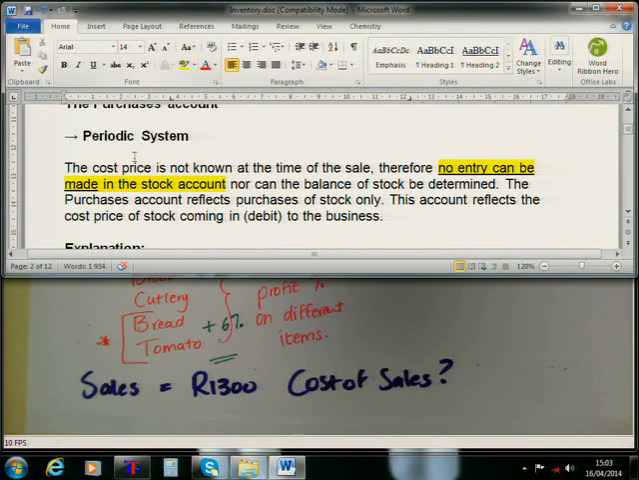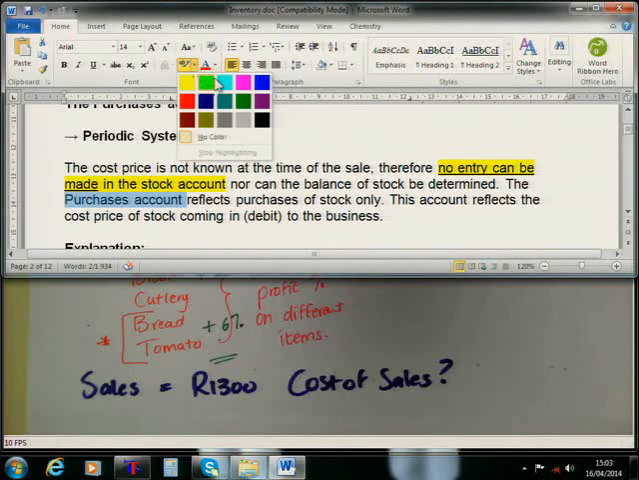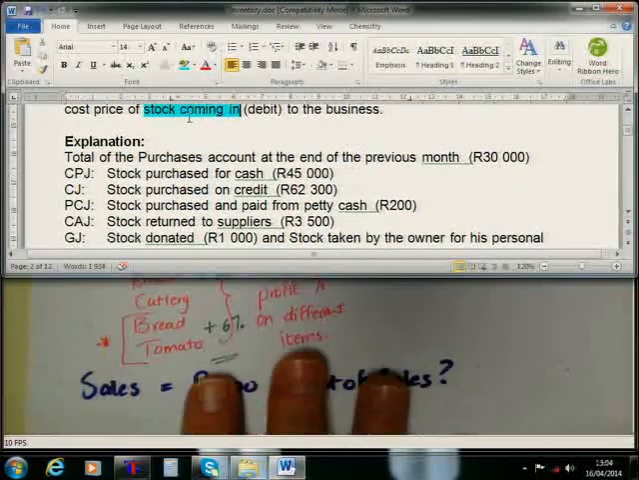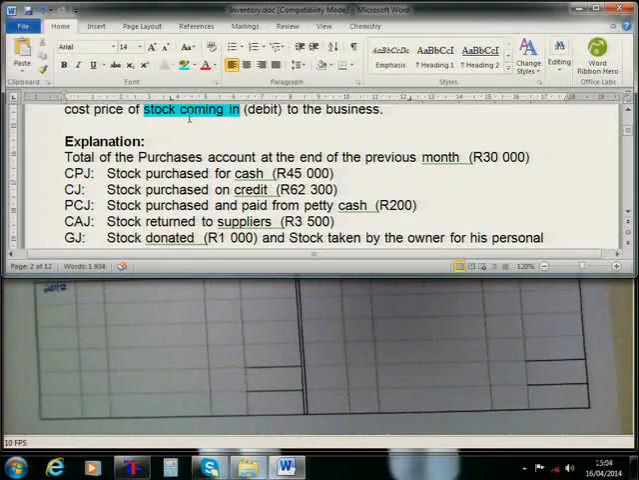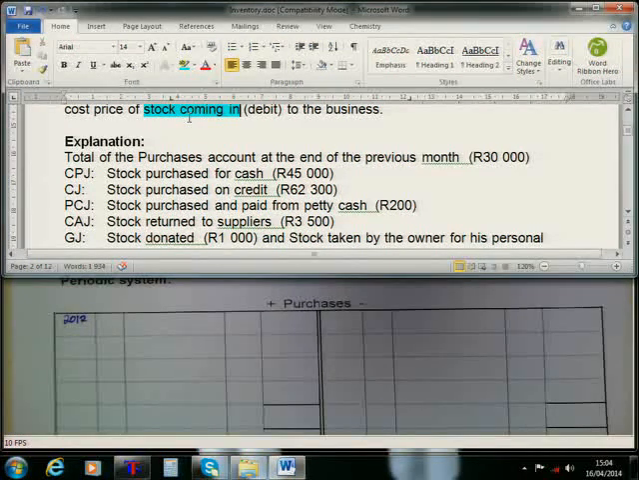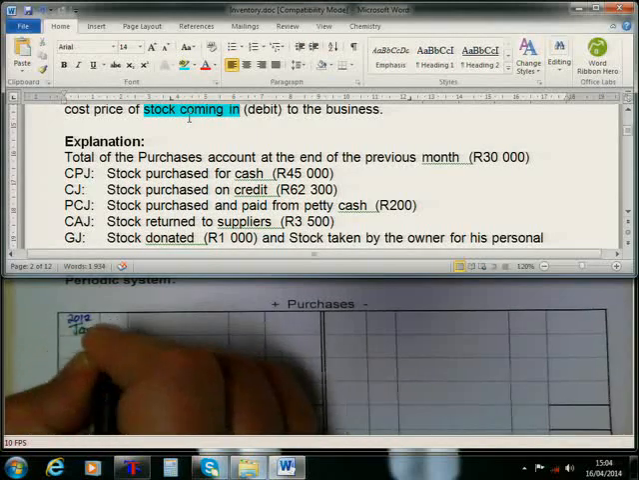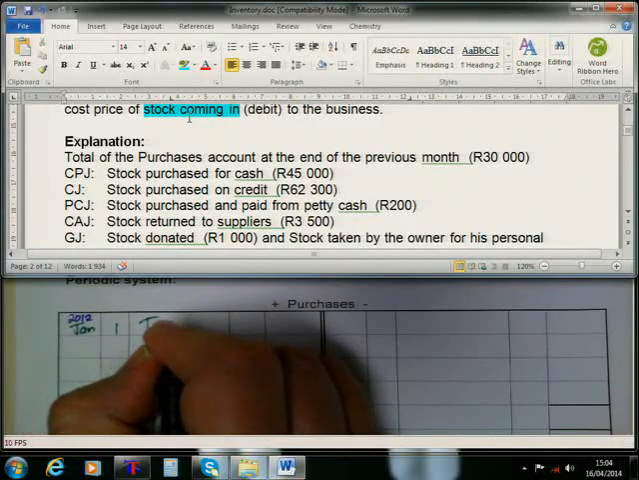The purchases account, that is a new one. The purchases account, which is a new account, reflects purchases of stock only. This account reflects the cost price of stock coming in to the business, not going out. Stock coming in into the business. So I'm going to do the purchases account now. Let's see how the purchases account works. It's also a plus minus, and I've got 2012 there, and they say that the total of the purchases account at the end of the previous year, that means on the 1st of January, was 30,000 Rand.